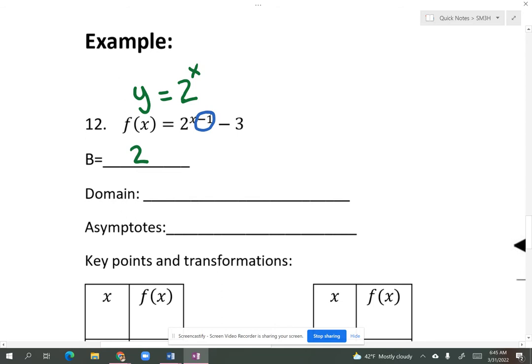And I look and I go, is that an A? Is that the B? Is that the C? Or is that the K? And that's actually our C, which means that we're going to move left or right. But because it says a -1, it is right 1, which means I'm going to add 1 to my X values.